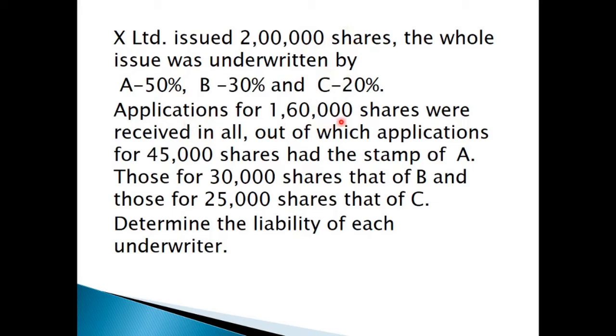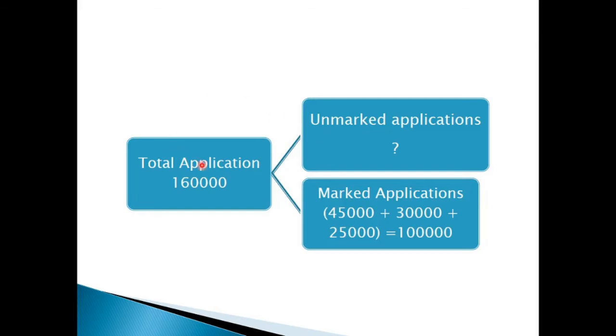Applications for 1,60,000 shares were received in all, the total applications received, out of which applications for 45,000 were marked in favor of A, 30,000 for B and 25,000 for C. So they have given you information about marked applications. Then you have to determine the liability of each underwriter. Before determining the liability, first we have to divide the total applications into marked and unmarked applications. So how do we do that?